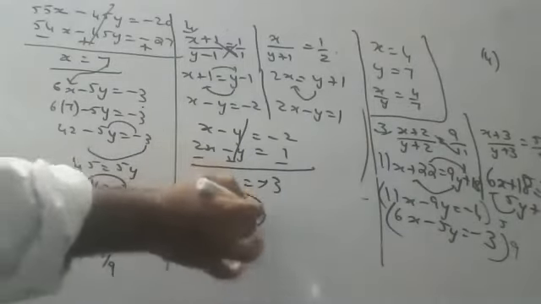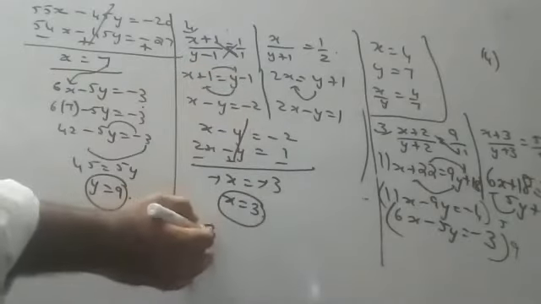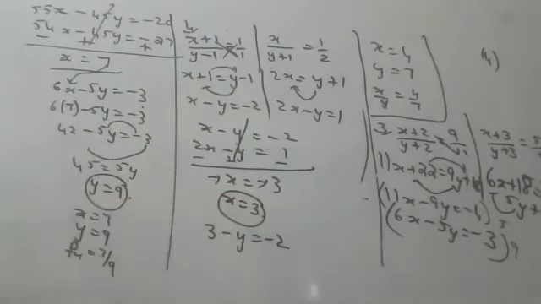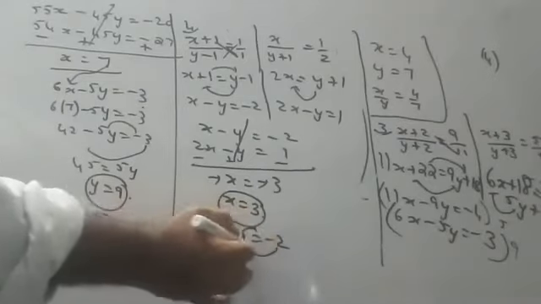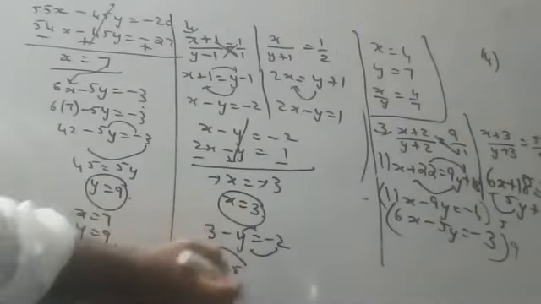X is equal to 3. In this equation, I'll substitute 3 minus y is equal to minus 2. Then y will go there, 2 will come here. Y is equal to 5. So what are your answers?